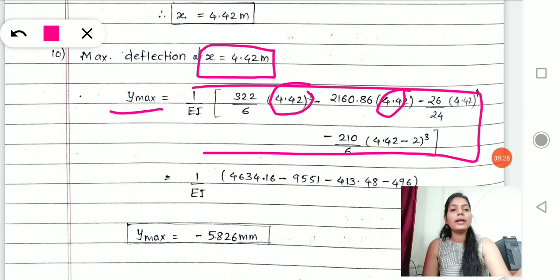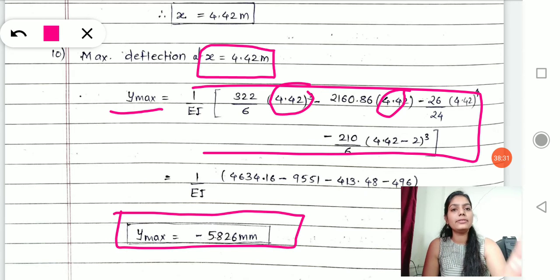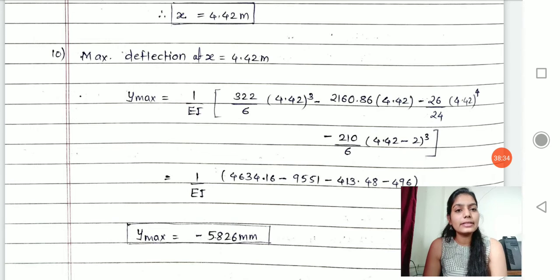Okay, use your calculator and find y max. Y max is minus 5.826 mm. It is again downward in direction, acting vertically downward. So here we ended with one more problem on slope deflection equation. We understood how to find slope and deflection as well as how to find maximum deflection. Maximum deflection will occur where slope is 0. This case is applicable only for simply supported beams. Okay, so we will end our session today here. See you in the next class.